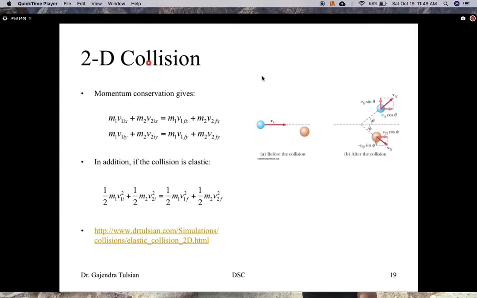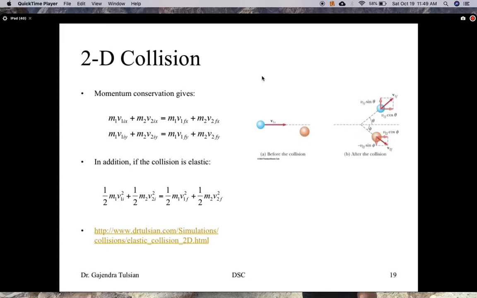Again, momentum is a vector, so let's consider this slightly more complicated case of a 2D collision. Here's an object colliding with this object. You can think of playing pool at a glancing angle, and they scatter off like that. The original ball scatters off at angle theta, and this one scatters off at phi.